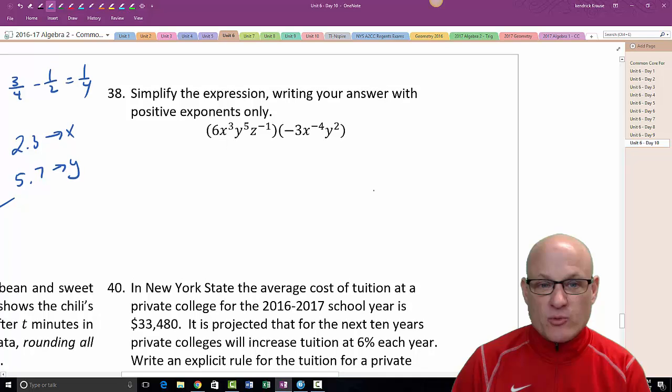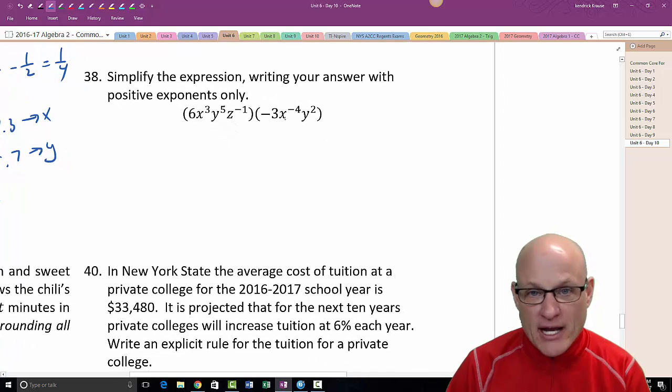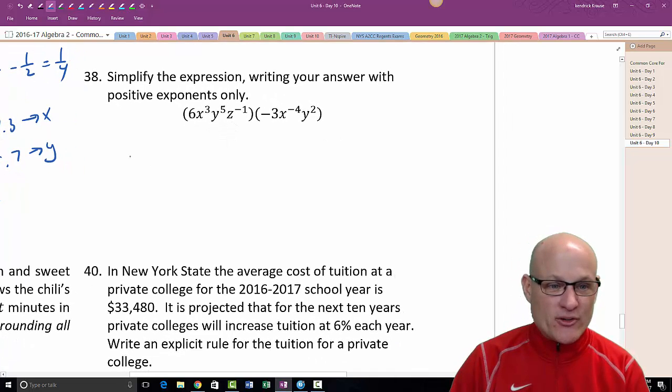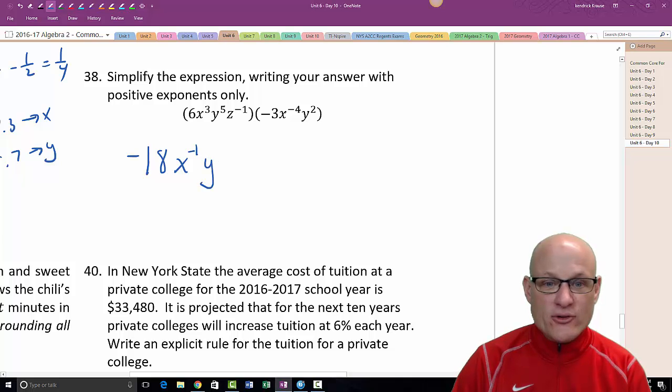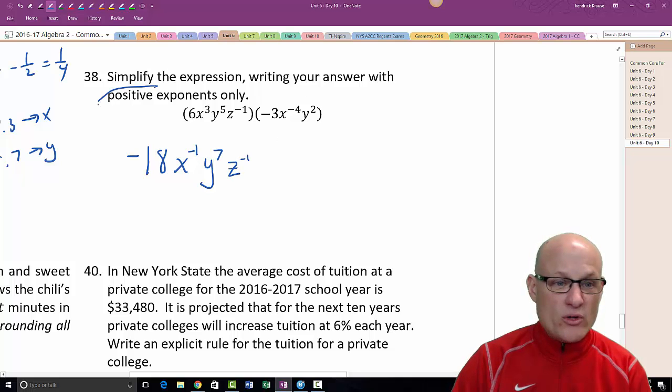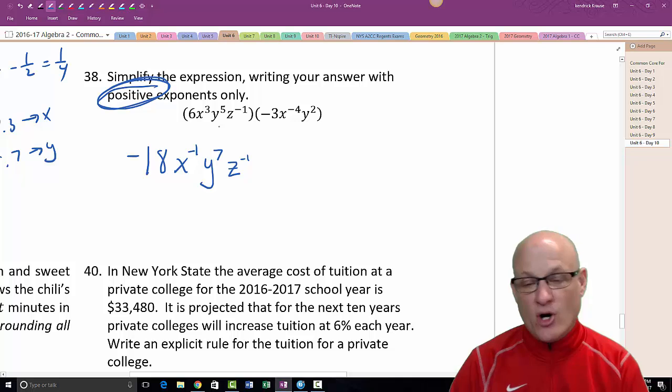What happens to exponents when we multiply? Well, when we multiply, we add the exponents. So this should be negative 18, x to the negative 1, y to the 7, z to the negative 1. But write your answer only using positive exponents. Okay.